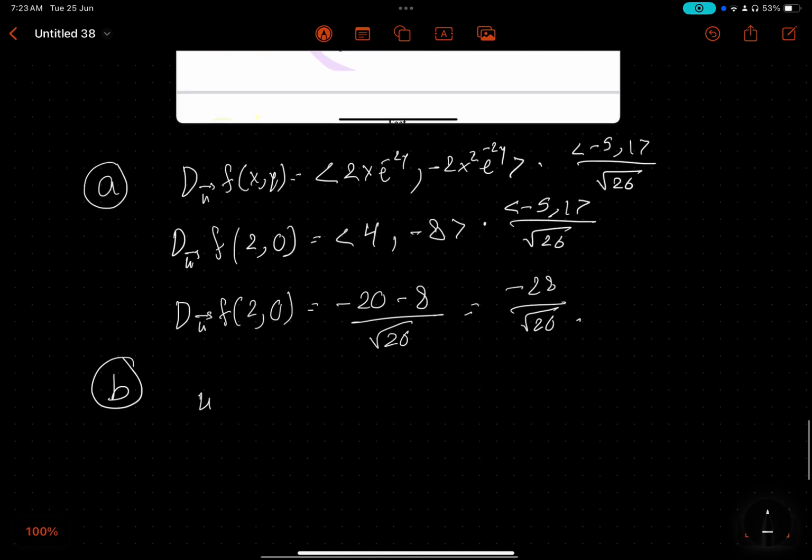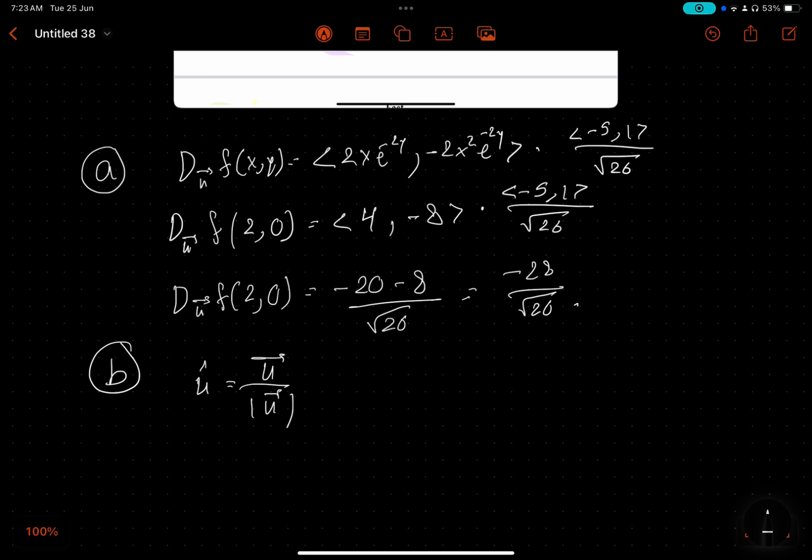Okay, so I think it's just the vector over its magnitude. Since there is no cosine theta, we're assuming cosine theta is 0. So I have another value that's going to be different. So it decreases more rapidly in this direction, which is minus 5, 1 over square root of 26. And this is the direction which is negative 5 over root 26 and 1 over root 26. This is the unit vector.